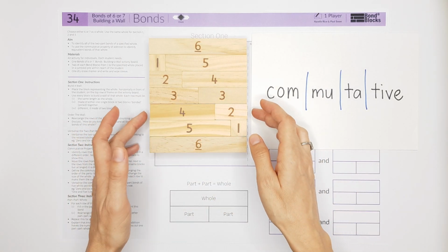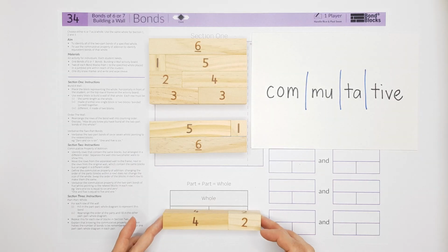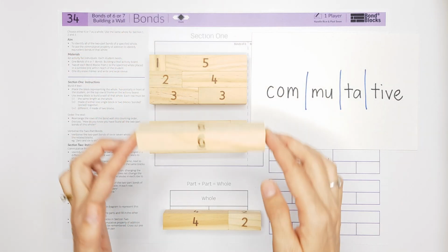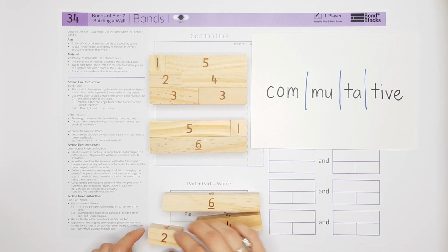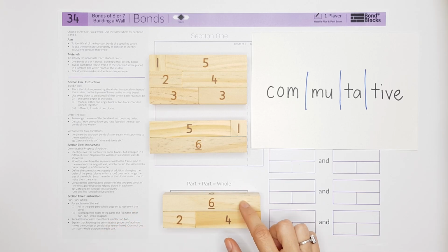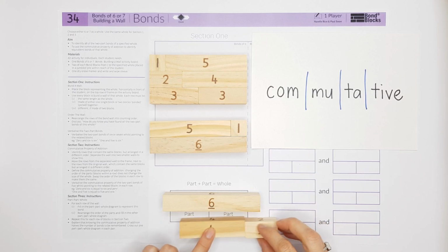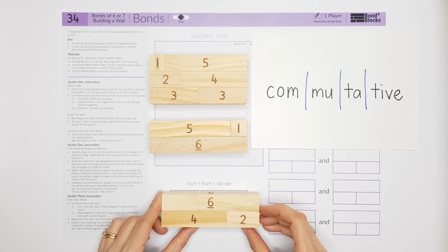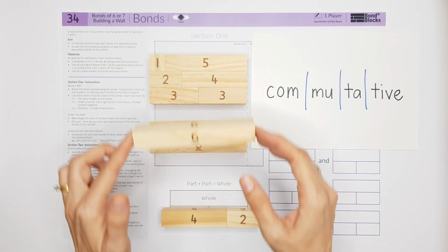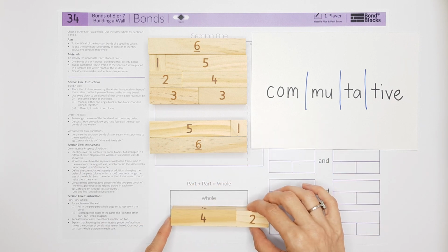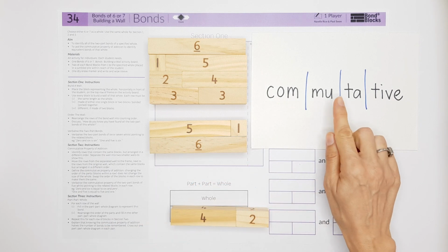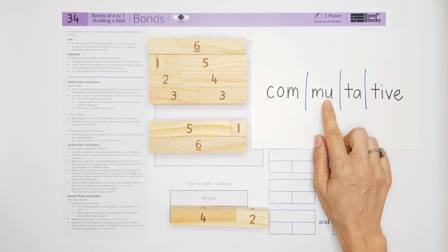What the commutative property of addition means is that when adding your two parts to be equal to the whole, you can change the order of the parts without changing the size of the whole. So 2 and 4 is equal to 6, and 4 and 2 is also equal to 6. You can change the order of the parts without changing the size of the whole. That is the commutative property of addition.